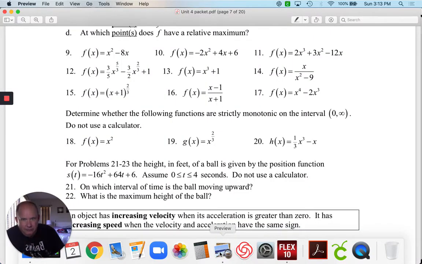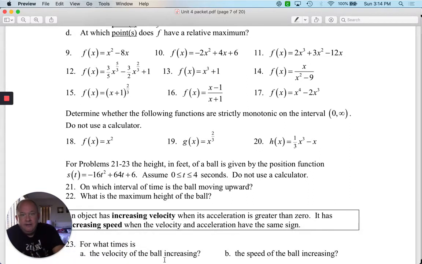What is the maximum height of the ball? So to know the maximum height, the ball is going up, it rests, and then comes down. So where the ball rests is the maximum height. Now, the time is not what I'm looking for. It's the position at that time. So if I come back here.